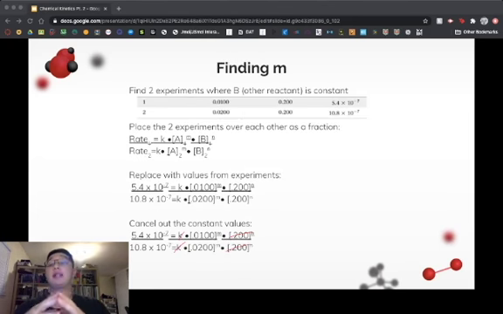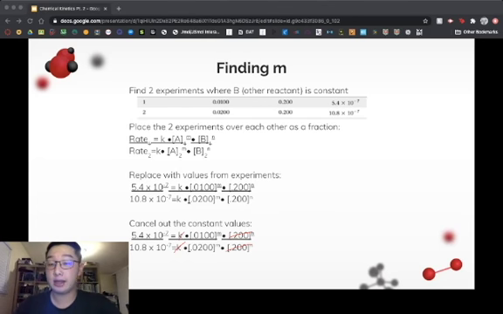So I'm going to run through with you how you find M, and then I'm going to let you do N on your own. So we're going to take the first two experiments where B is constant. Remember, M is connected to A, and N is connected to B. I put in there experiments 1 and 2, so you can see the data. We're going to place the two experiments over each other, basically as a fraction.